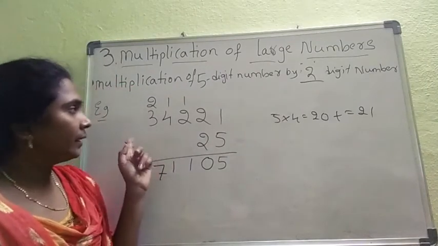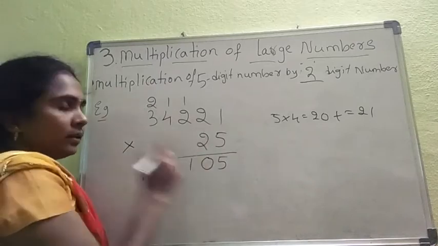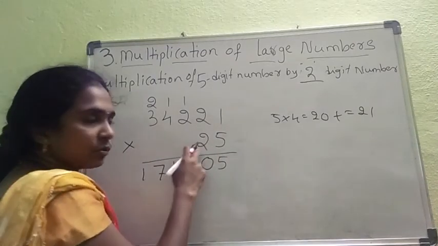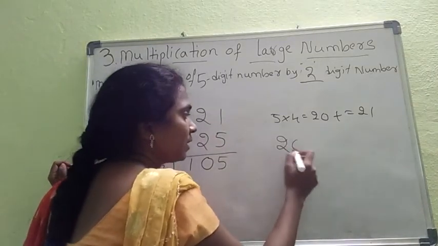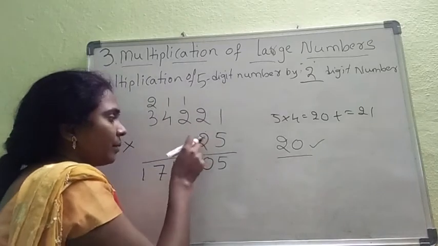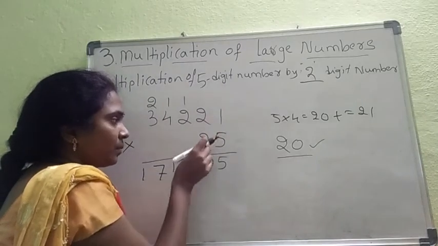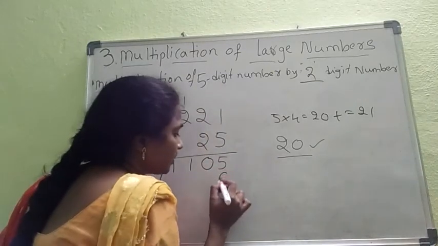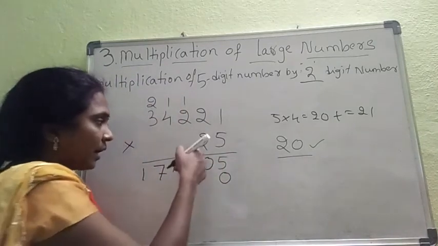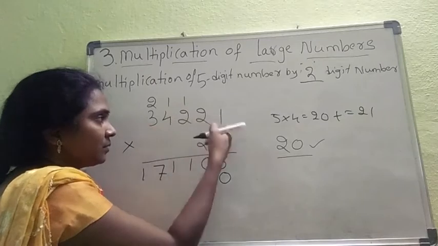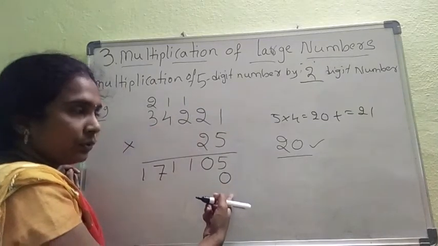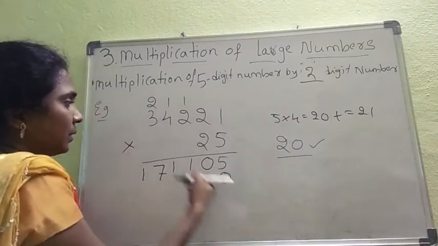I hope it is clear, right? Next, you should multiply with 2, that means the tens place digit. I already told you we are actually multiplying with 20. So when you start multiplying the given number by the tens place digit, the first step is to put 0 in the ones place. So don't forget to put the 0 here.